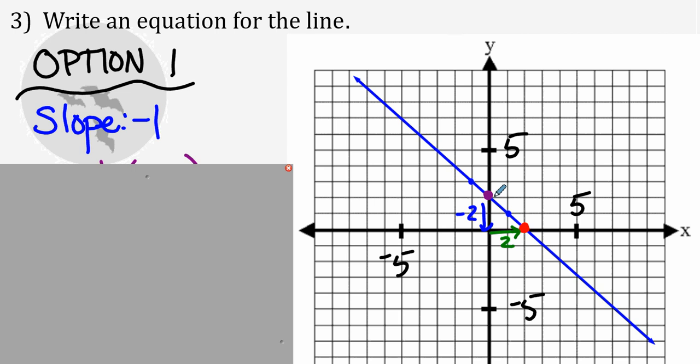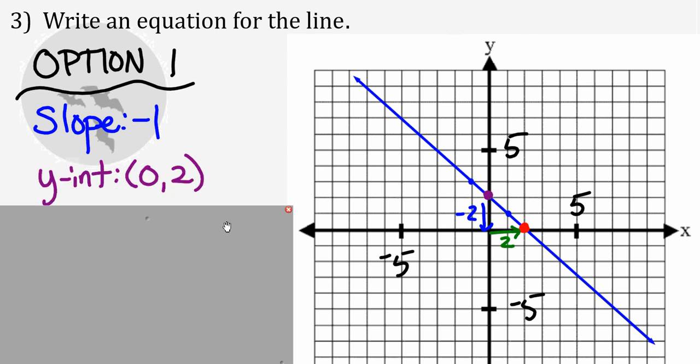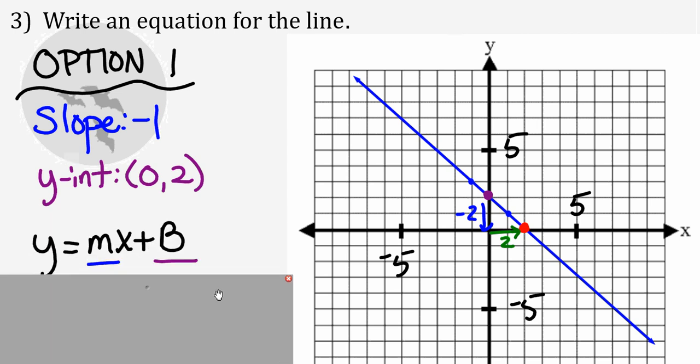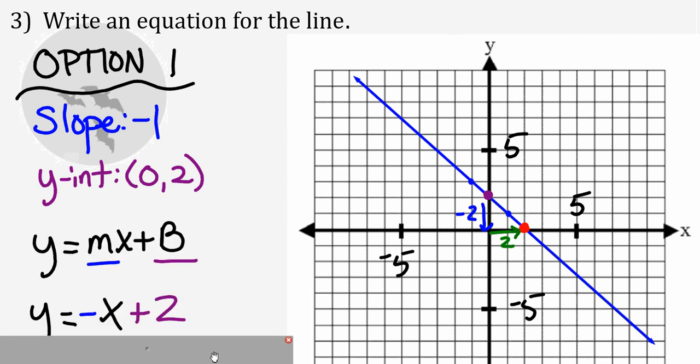Because I know the y-intercept is at 0, 2, I can write the equation in slope-intercept form. That means I would have y equals a negative 1x plus 2. Or if you just want to say the opposite of x plus 2, that is fine. The 1 is implied.